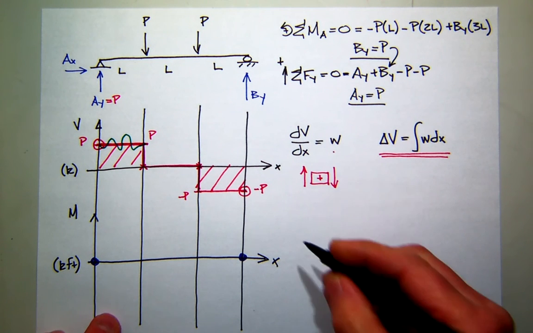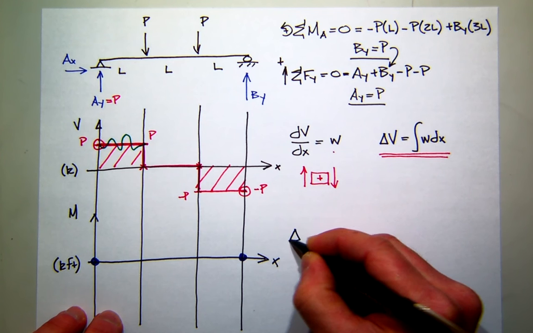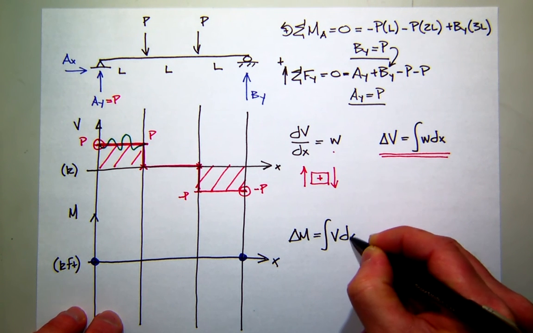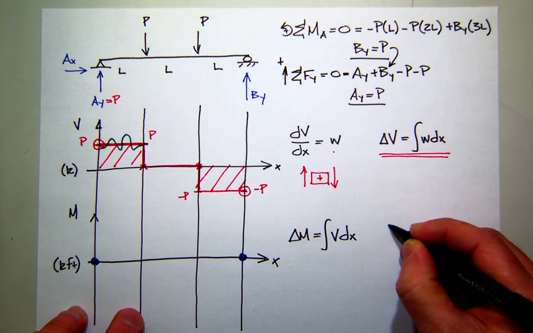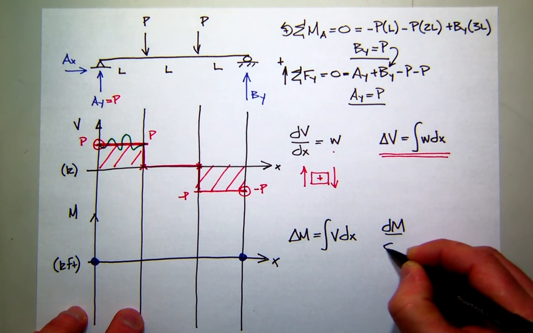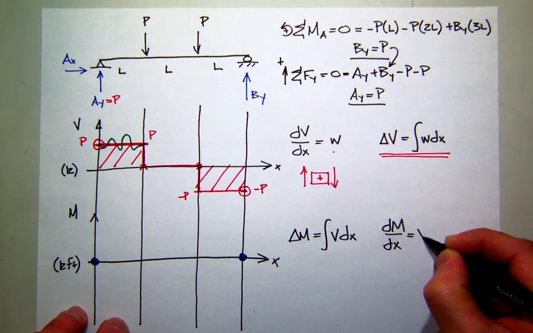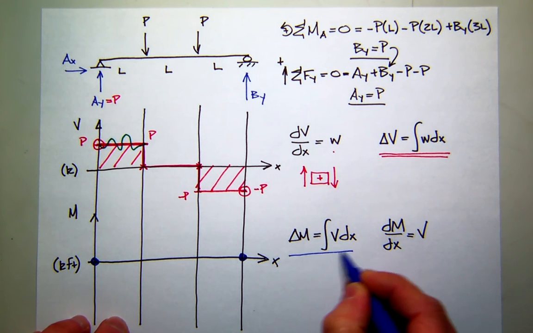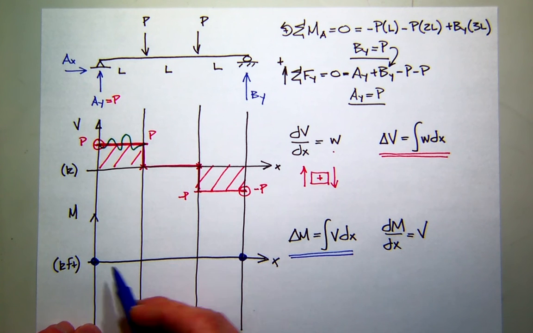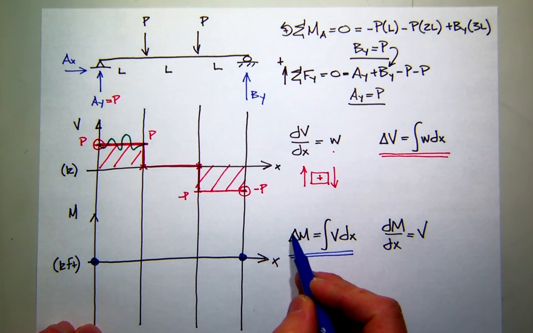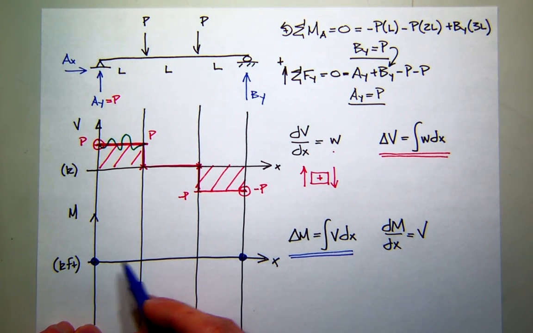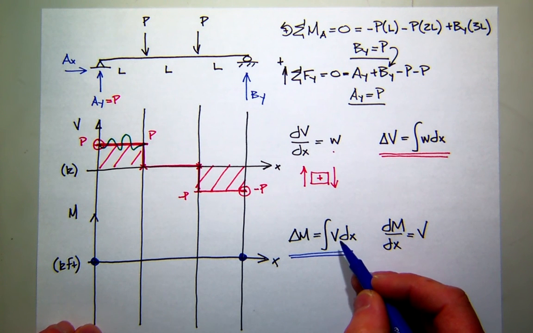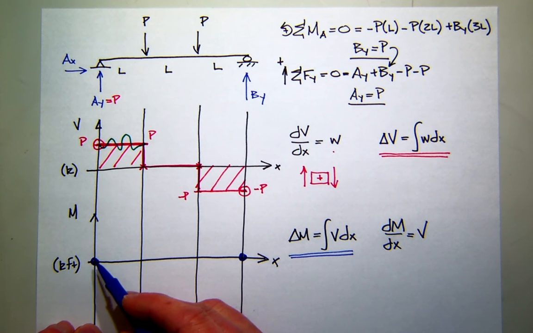Okay, to do that, we are going to say that the change in moment is the area under the shear diagram, and that the slope of the moment diagram is equal to the shear. So let's start first with this one. I want to know what the change in moment from 0 to L is. That should be equal to what? The area under the shear diagram from 0 to L.